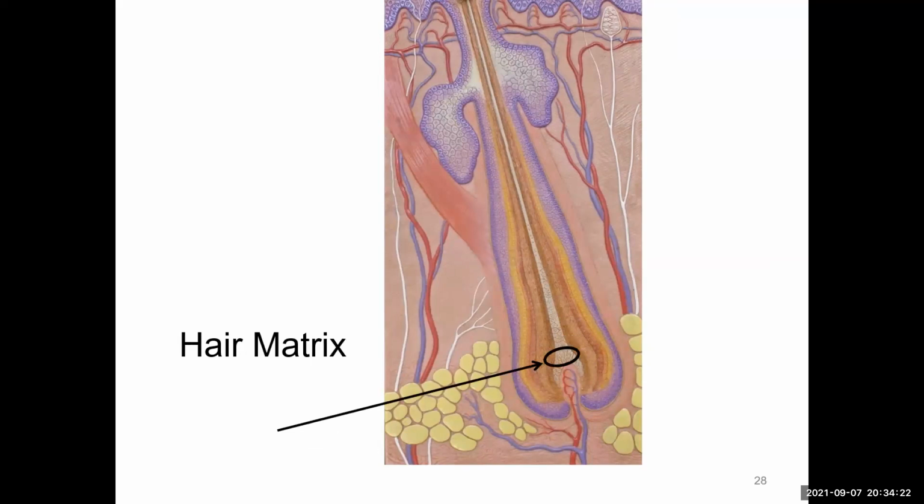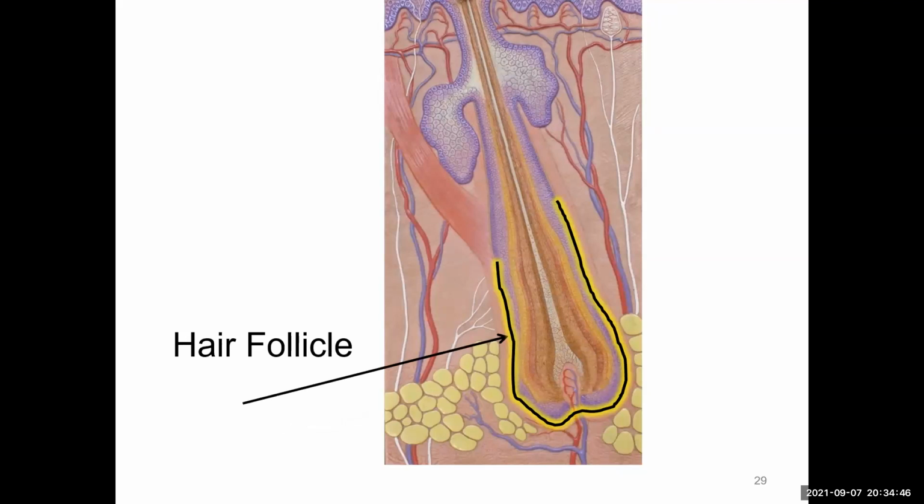Just immediately above the hair papilla is the hair matrix. And this is the actively growing portion of the hair. The cells here are dividing and they keep pushing the hair towards the surface of the skin. So where we see that active cell division going on, that's the hair matrix.